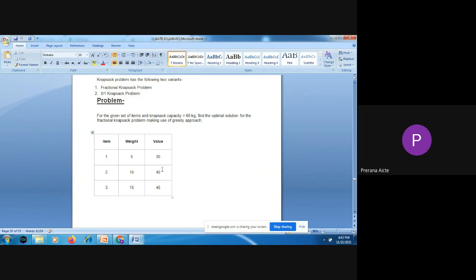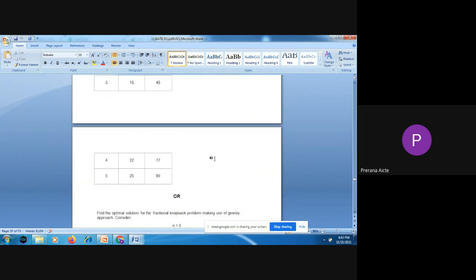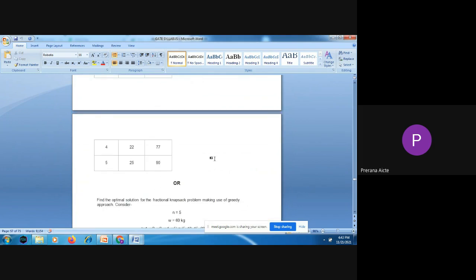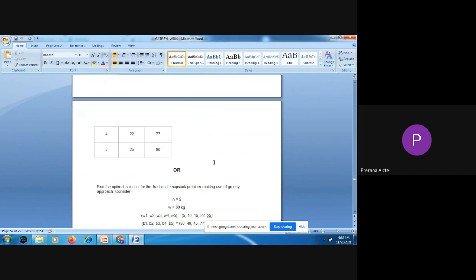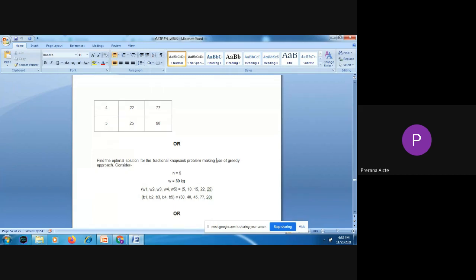For the given n objects, you need to find the profit by weight ratio, and you have to arrange those profit by weight ratio values in descending order, and you select the object which has the maximum profit by weight ratio, and you have to put that object in the knapsack first. If you follow that order, you will get the maximum profit. Then that is going to be the optimal solution.